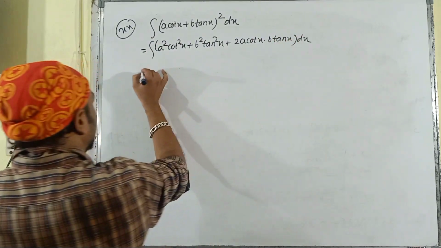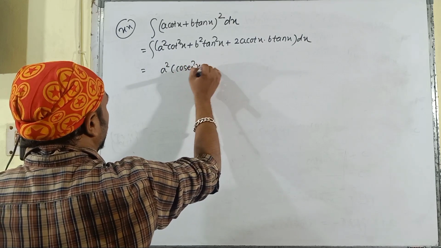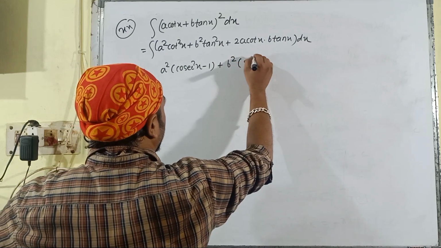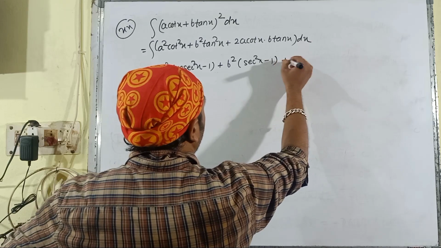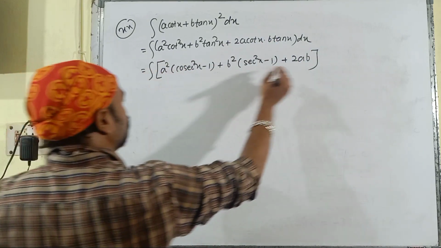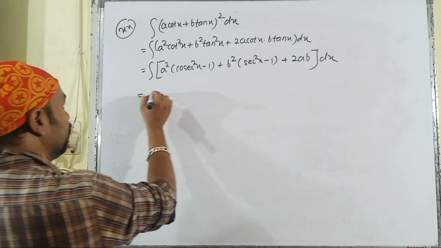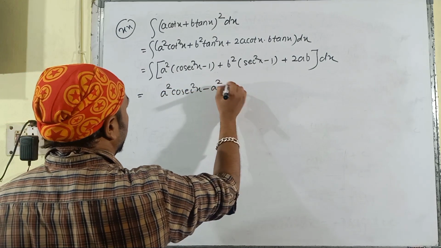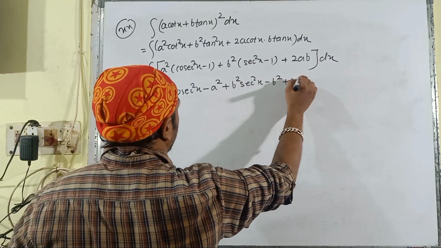Then it will be a square. In place of cot square x, we have to write down cosec square x minus 1. In place of tan square x, we have to write down sec square x minus 1, plus 2ab, because the multiplication of cot x and tan x gives us the result as 1. So it will be a square cosec square x minus a square plus b square sec square x minus b square plus 2ab.